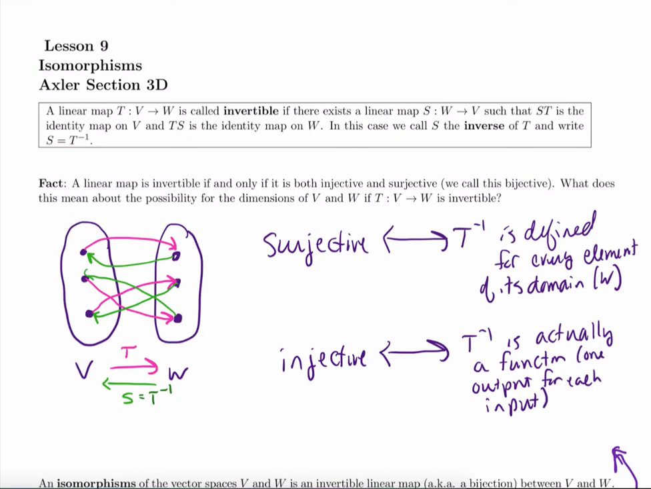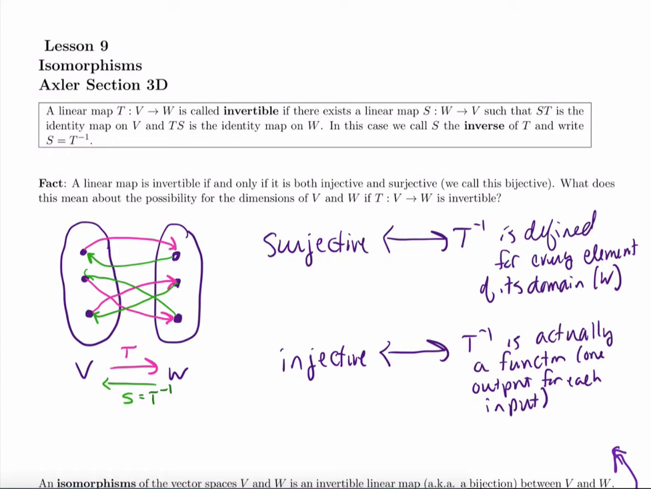So at the first part of this lesson, we're really going to talk about isomorphic vector spaces. But to do that, we have to introduce the idea of an invertible linear transformation, because isomorphism is defined in terms of an invertible linear transformation. So a linear map is called invertible if there exists another one that you can compose. S composed with T is the identity, and also T composed with S is the identity. And in this case, we call S the inverse of T and write S equals T inverse.